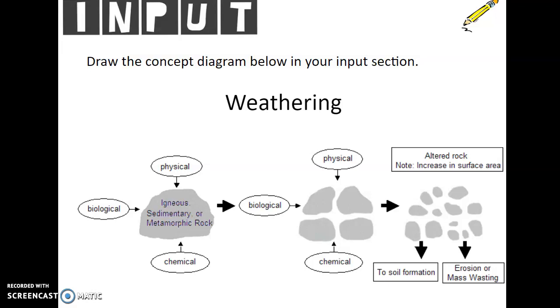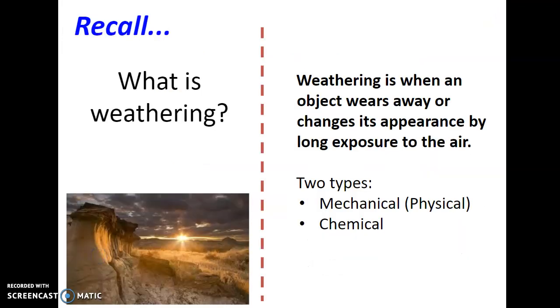Okay, so let's recall from our last lesson on soil formation, what is weathering? You don't need to copy this down because this should already be in your notes from your soil formation notes. Weathering is when an object wears away or changes its appearance by long exposure to the air. So remember, there are two types of weathering. We didn't learn about this last class, but we will today: mechanical or physical, and chemical.